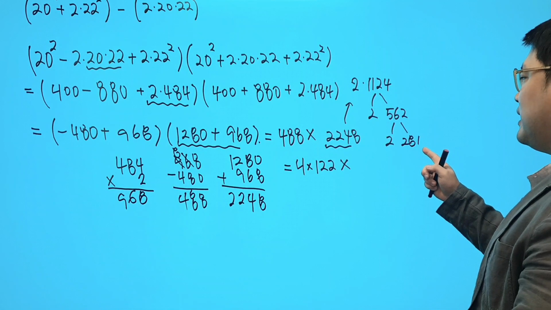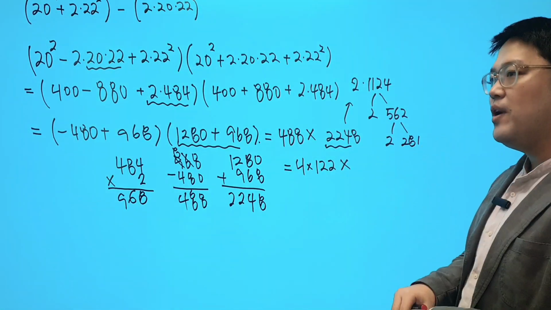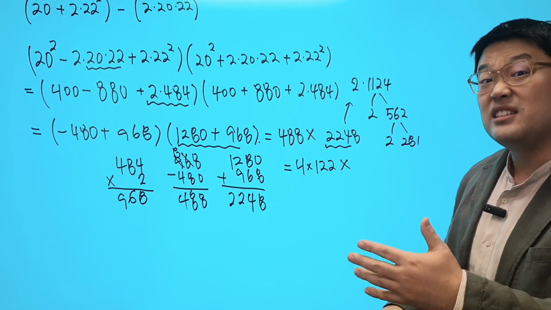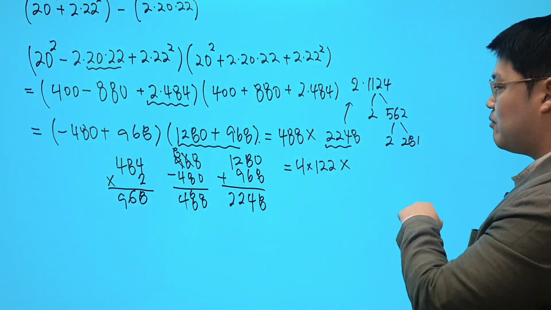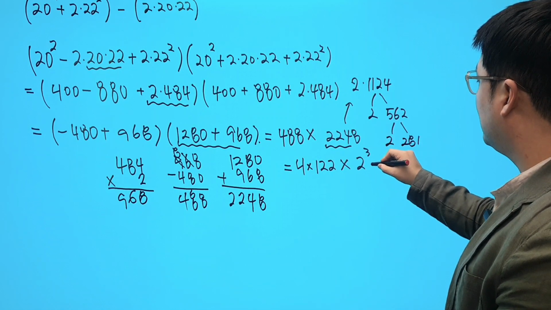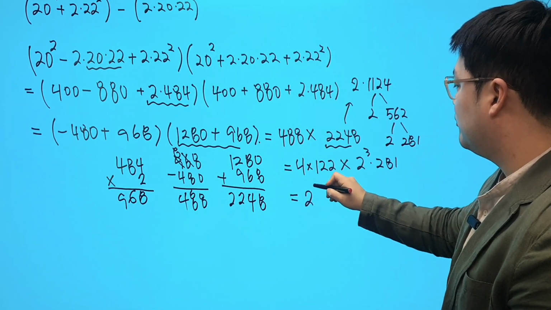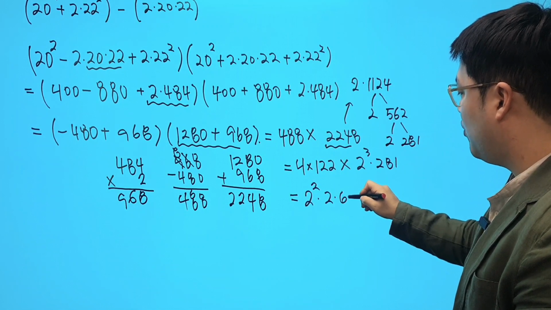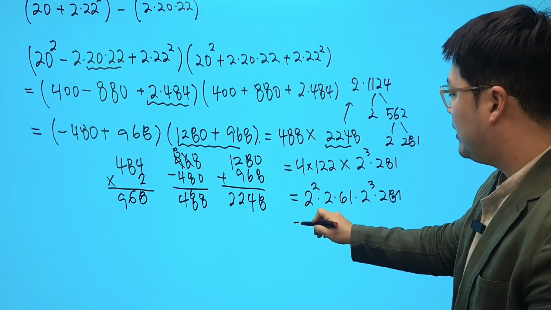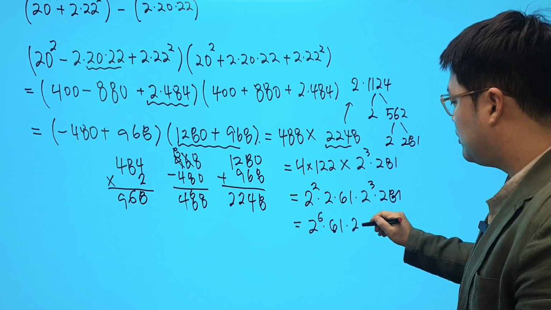And 281, if you try using the square root of 281, we'd better think about primes smaller than 17, and none of them works out. So we have lots of powers of 2: 2 to the power of 3 times 281. Altogether we have 2 to the power of 6 times 61 times 281.